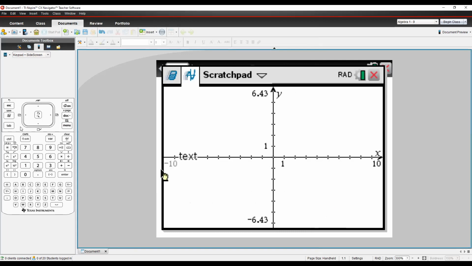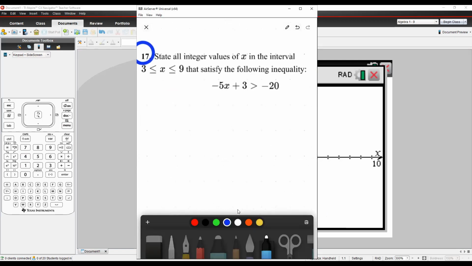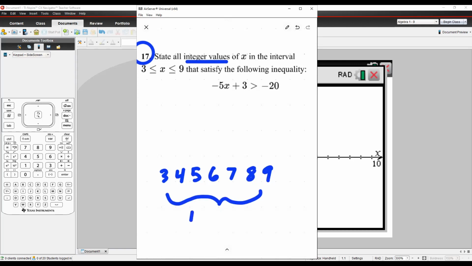And then let's go back to the iPad and look at the new question. Now this one, you guys have been struggling with this, but all it's saying is state all of the integers within the interval from 3 to 9. So what I'm going to do is I'm going to write them. I'm going to have 3, 4, 5, 6, 7, 8, 9. So this is the interval. These are all the integers between 3 and 9.